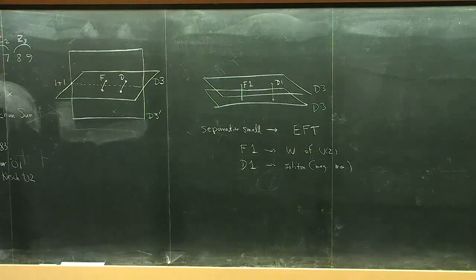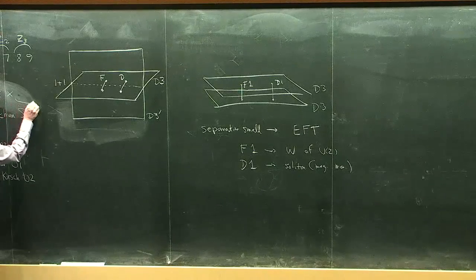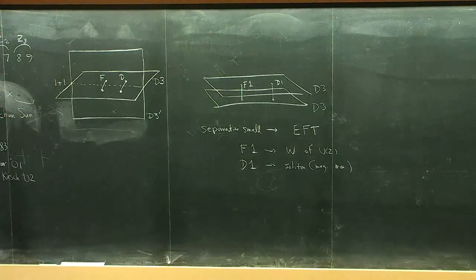So take the separation to be small in 2, 8, 9? Let's say the separation to be small in the 8 direction, right? Or the 2 direction. And separation small in, right. Separation small in those transverse directions. Right.